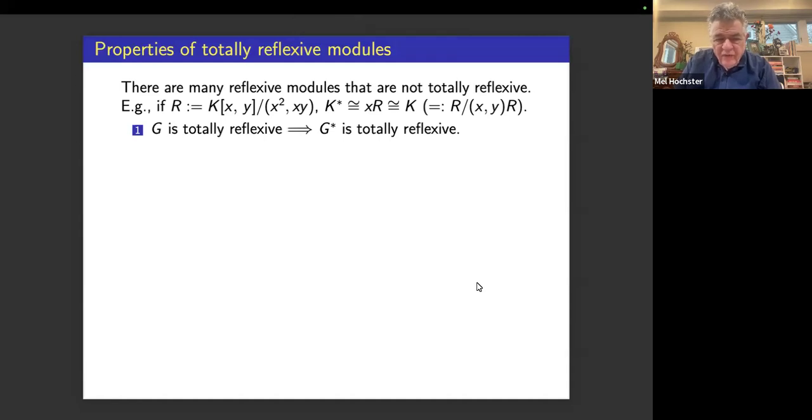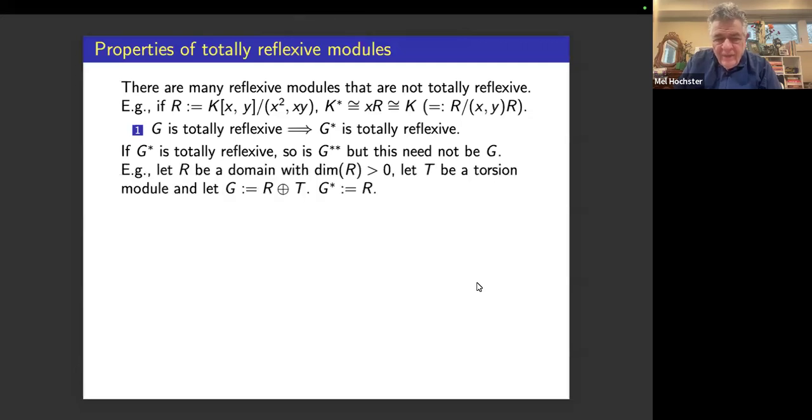Now, it is true from the definition that if G is totally reflexive, its dual is, but not the converse. If the dual is totally reflexive, then the double dual is, but not G. For example, you can start out with R plus a torsion module over a domain. That's not reflexive even, but when you take the dual, you get R, and that is totally reflexive.